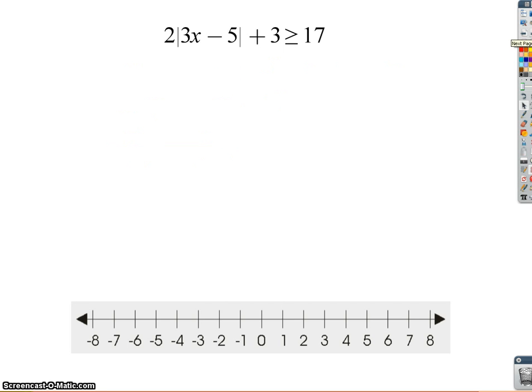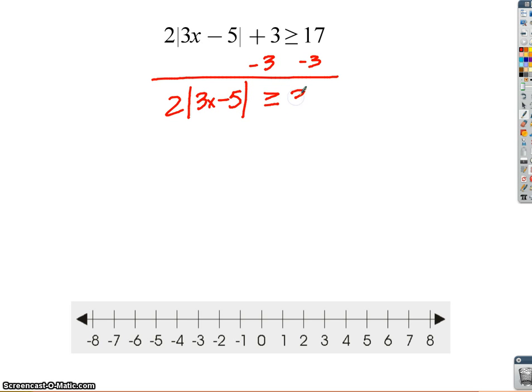All right, let's take a look at one more. Again, what you want to do here is you want to isolate the absolute value first. You want to get to the absolute value by itself first. So the first thing I'm going to do is I'm going to subtract 3 here, so that I get 2 times the absolute value of 3x minus 5 is greater than or equal to 14. Then I'm going to divide by 2.